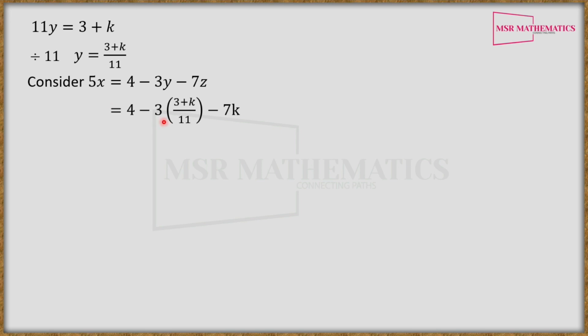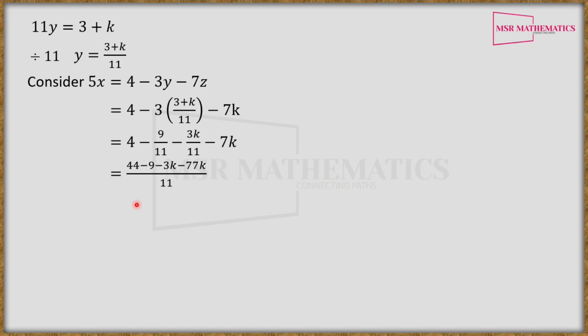So we get 4 minus 3 into (3 plus k) by 11 minus 7 into k. Multiply 3 inside the bracket, we get 3 into 3 is 9 by 11, and minus into plus, minus 3k by 11, minus 7k. Here take LCM as 11, multiplying and dividing by 11: 4 into 11 is 44, minus 9, minus 3k, and minus 7k into 11 gives 77k. So we can take LCM as 11 here.